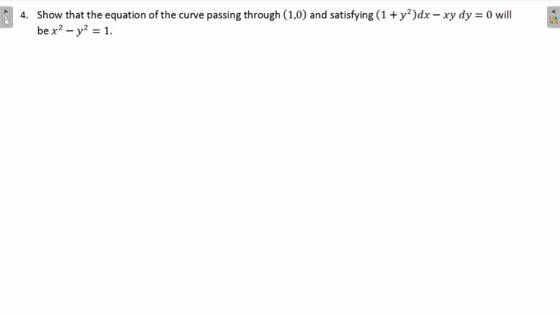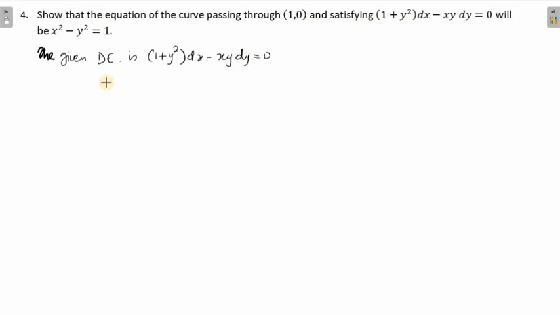So this is the question, where what is actually given to you is this one. Okay, so the given differential equation is (1 plus y square) dx minus xy dy equals 0.